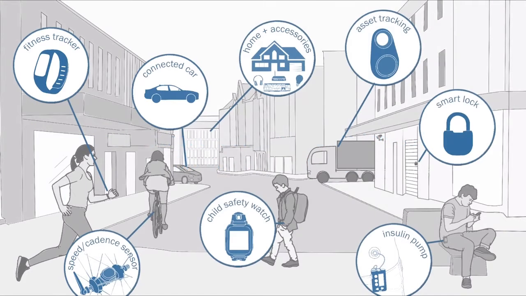But even before talking about the problem, let's talk a little bit about Bluetooth Low Energy so everyone can understand what the problem and the solution are about. Bluetooth Low Energy, or BLE as we will say during the presentation, is a short-range wireless communication protocol that's used in billions of devices today. It has a large number of use cases, as you can see in the slide, going from fitness trackers, which is probably the most well-known, to child safety watches, home and accessories, asset tracking, smart locks, and even insulin pumps.